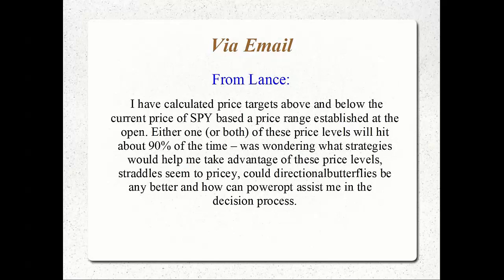So Lance wanted to know: I've calculated price targets above and below the current price of SPY based on a price range established at the open. Either one or both of these price levels will hit about 90% of the time. I was wondering what strategies would help me take advantage of these price levels. Straddles seem too pricey, buying straddles or buying strangles. Could directional butterflies be any better, and how can PowerOpt assist me in the decision process?